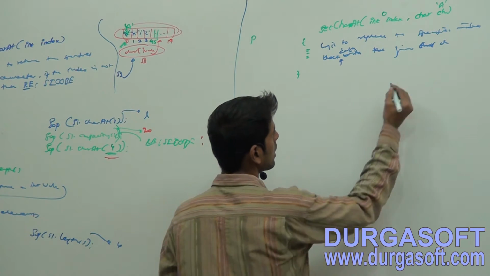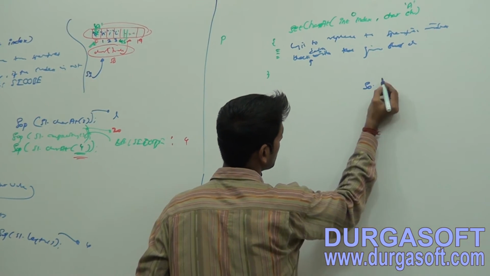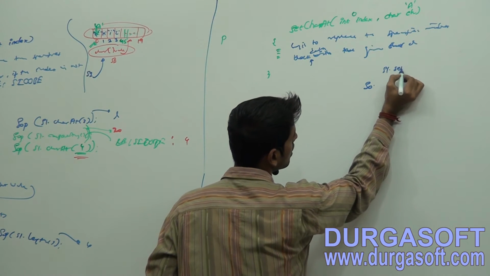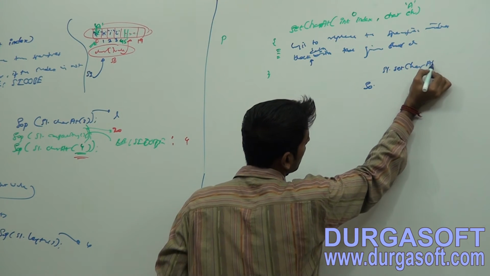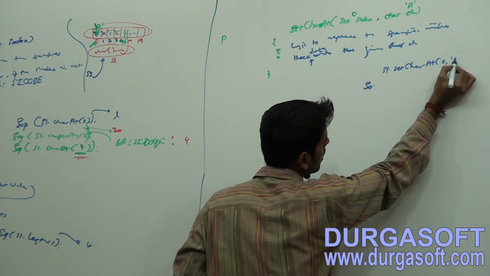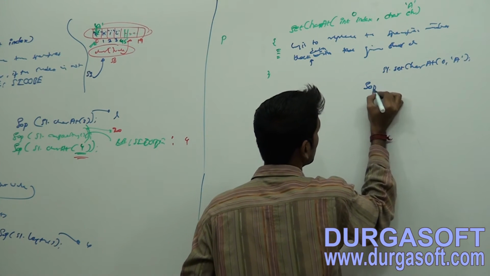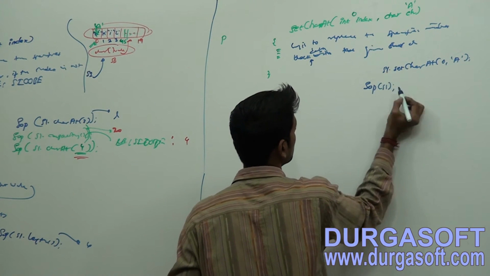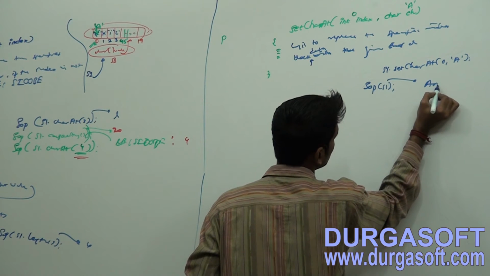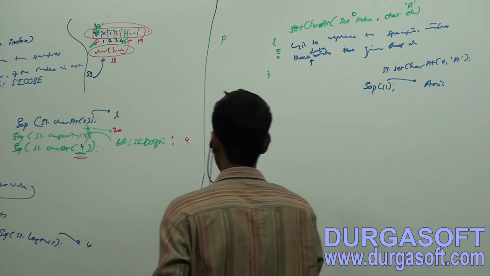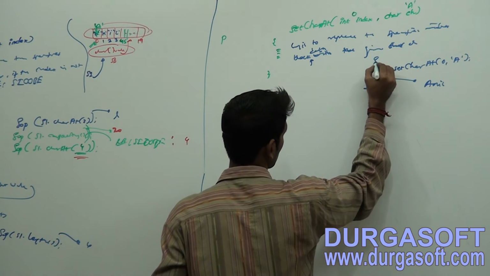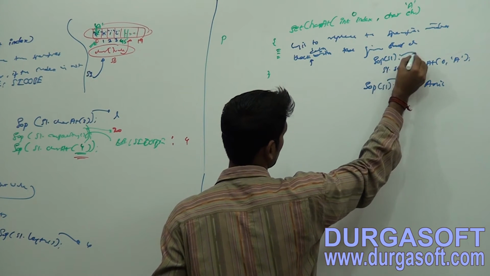If I call SOP of s1 dot setCharAt of 0 comma capital A, and then print SOP of s1, what will be the answer? Capital A N I L. And before this method, if you call SOP of s1, what will be the output?